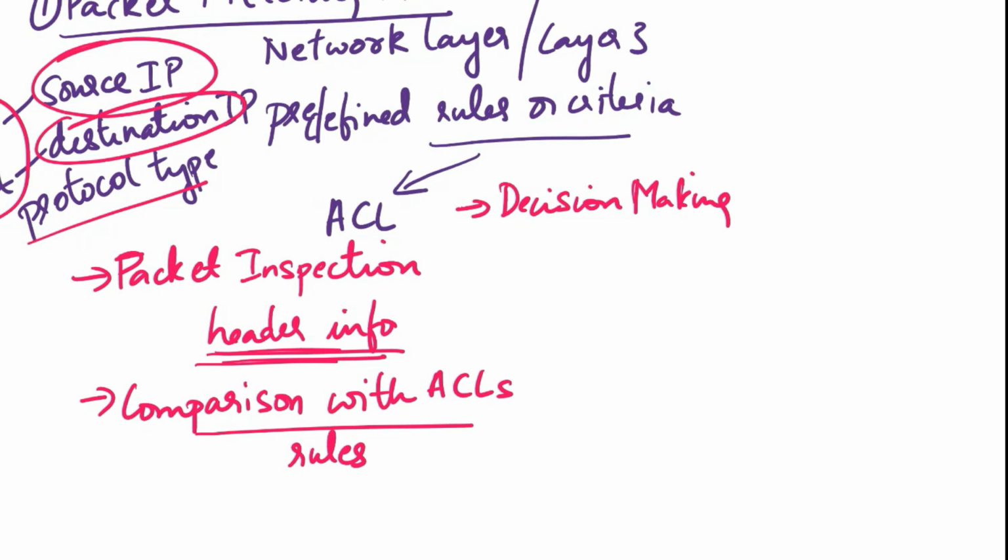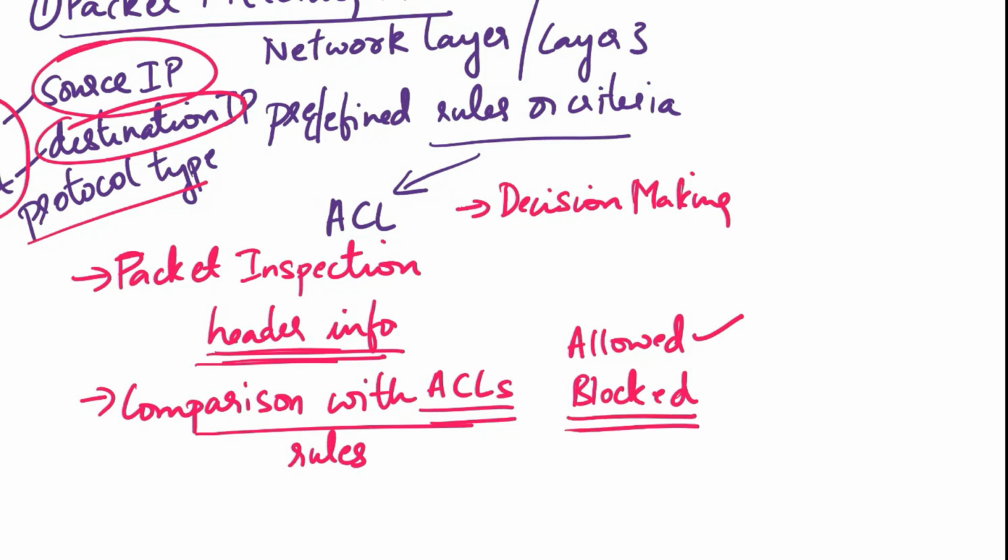If the packet matches an allowed rule, so these ACLs, right, they have allow rules and block rules. If the packet matches these allow rules, it is permitted to pass through the firewall and continue its journey to the intended destination. If it matches a block rule or doesn't match any rule, then it is either dropped, in the sense ignored, okay, or denied passage.